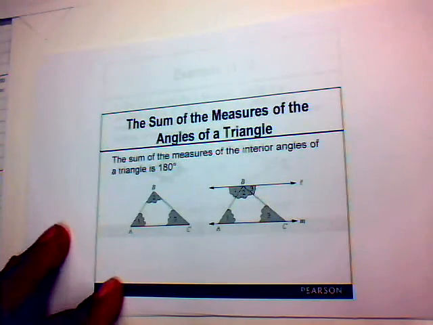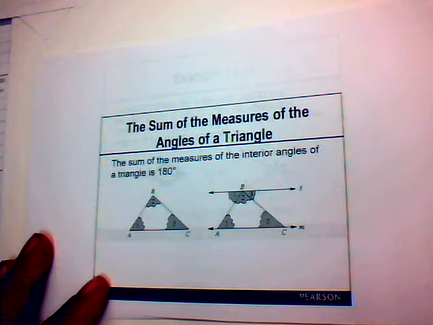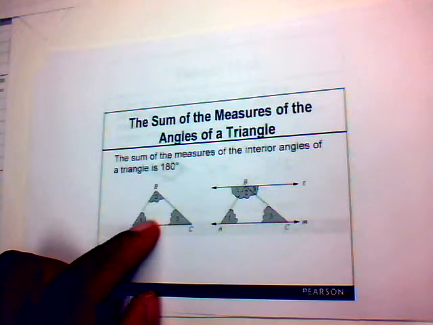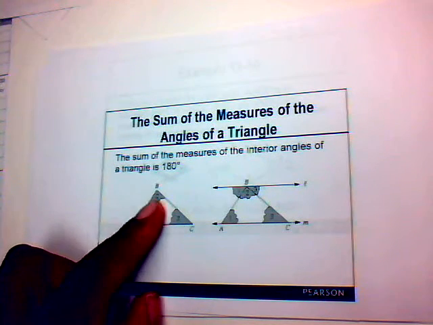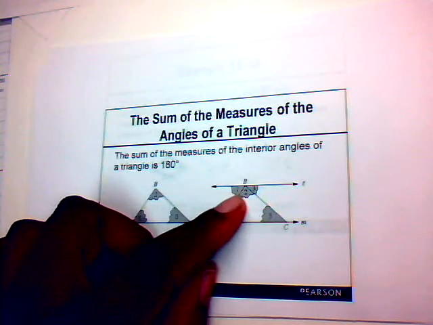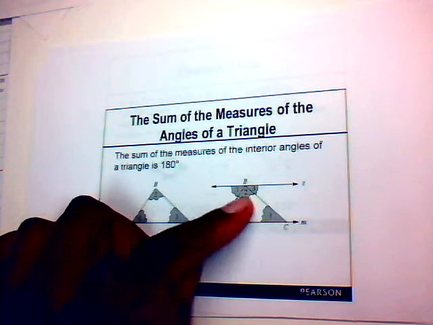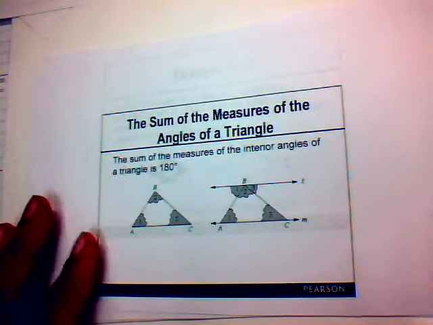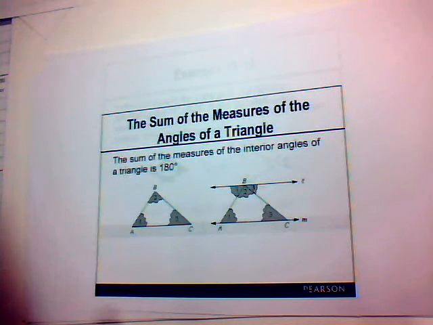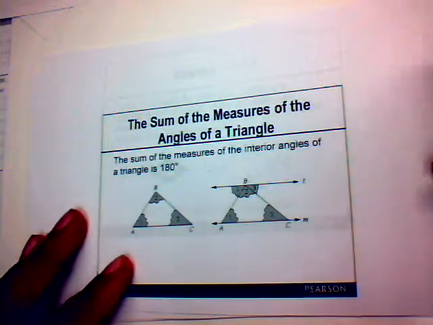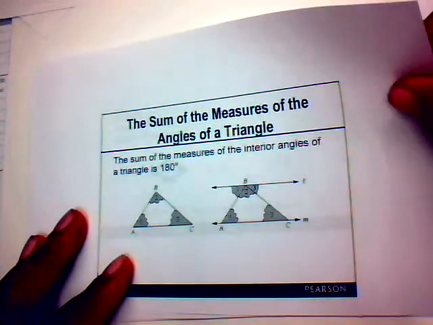Okay, next is the sum of the measures of the angles of a triangle. The sum of the measures of the interior angles of a triangle is always going to be 180 degrees. Let's say we have triangle ABC. If you cut out these pieces of the vertices of the triangle and then try to lay them out like this, they should lie out to a straight line. And in a straight line, the angle measure is always 180 degrees. So in this case, the sum of the measures of the interior angles, those are the angles on the inside of any triangle, is 180 degrees.